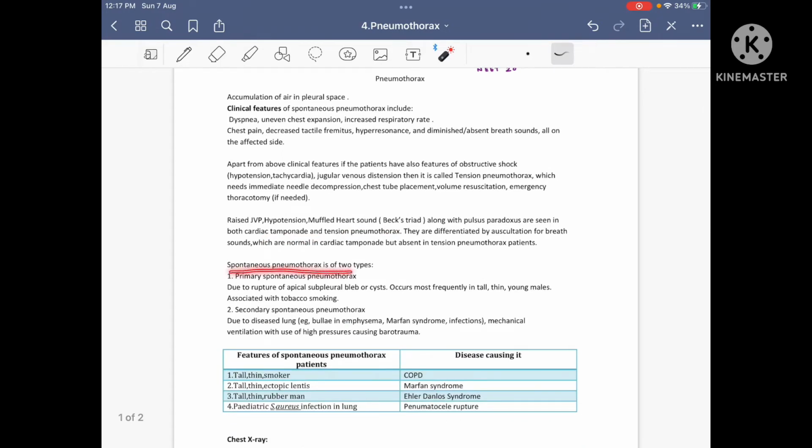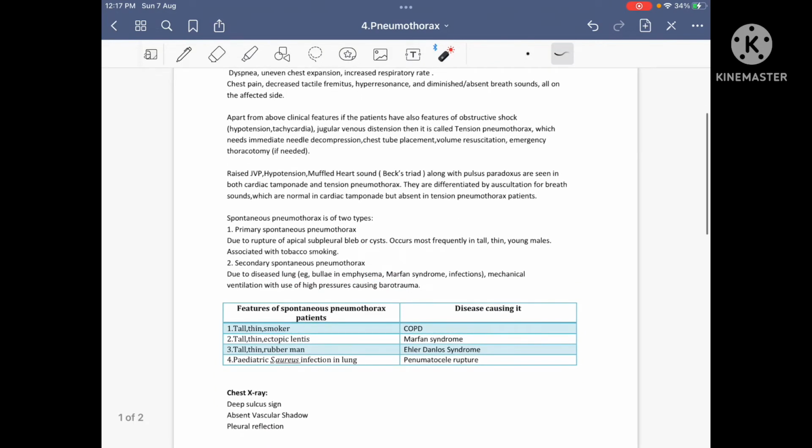Spontaneous pneumothorax is of two types, primary and secondary. Primary means there is no underlying disease. Secondary means there is underlying disease. Primary is due to rupture of an apical subpleural bleb or cyst, occurs mostly in tall, thin young males associated with tobacco smoking. And secondary is due to diseased lung or mechanical ventilation with use of high pressure causing barotrauma.